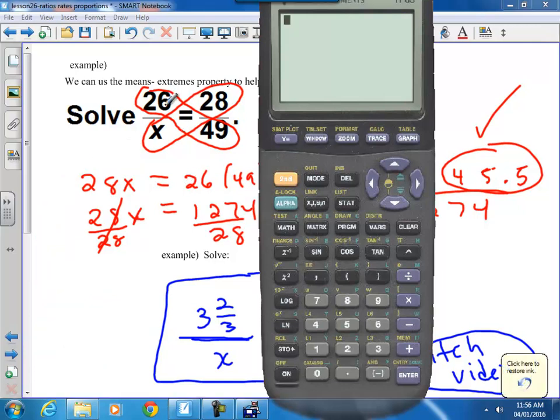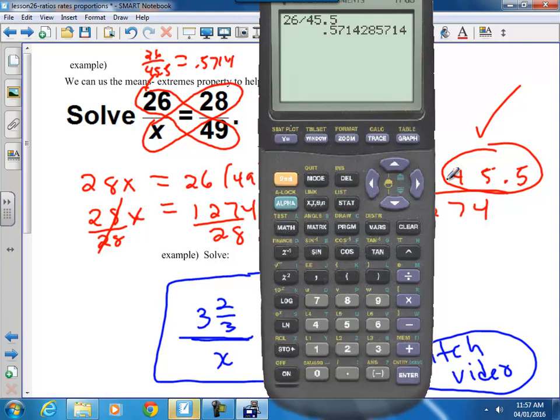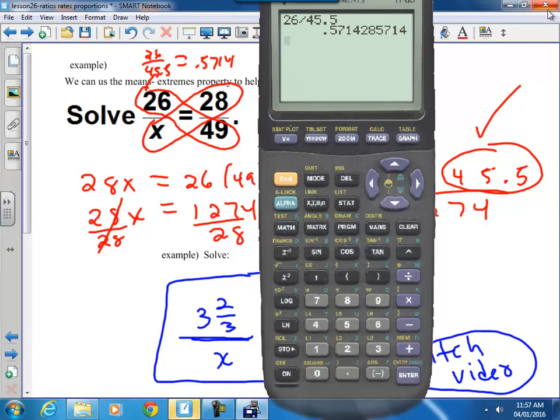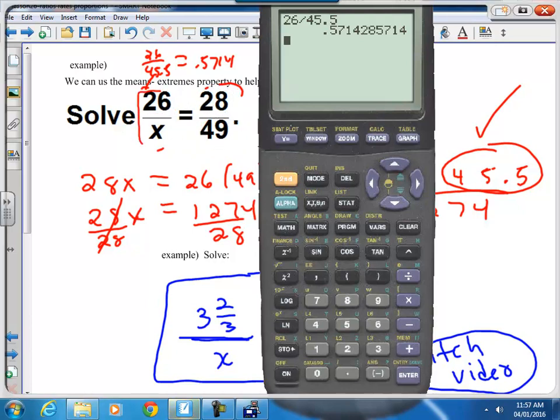I'm just going to do a quickie check on the calculator for time's sake. So 26, let's test it out. 26 divided by 45.5 is 0.5714, I'm just rounding. So let me say it like that: 26 divided by 45.5 led us to 0.5714. And now test out the other side. So we tested out 26 divided by 45.5 and got 0.57.